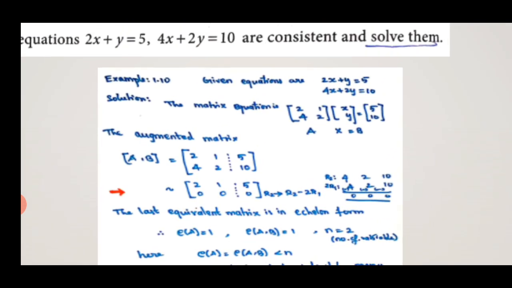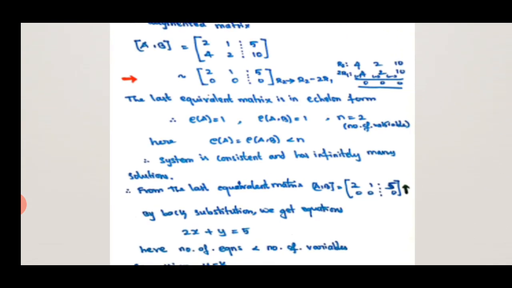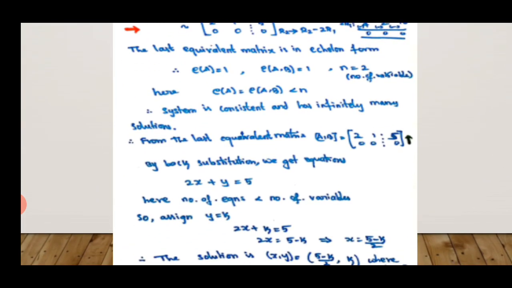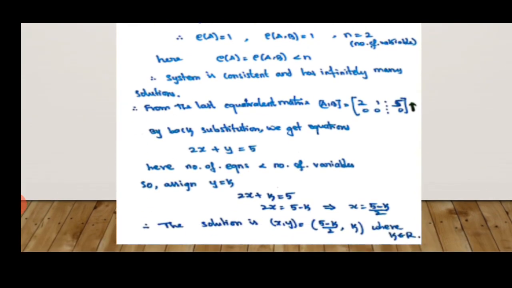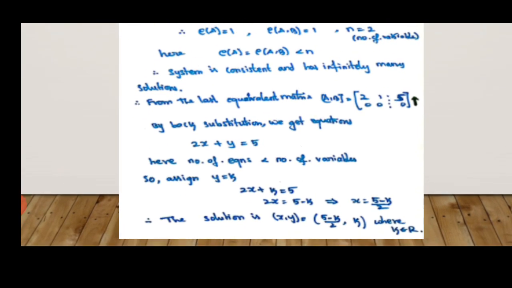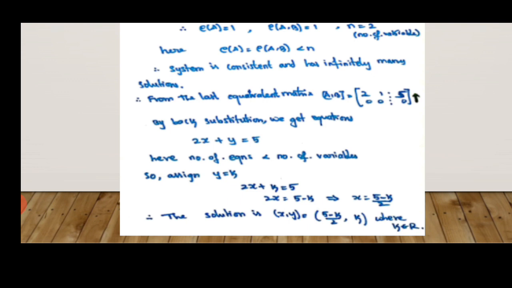And n is nothing but the number of variables. So how many variables are they using? They are using x and y. So 2 variables. So n is equal to 2. So rank of A and rank of A comma B, they are both 1. So they are both equal, but that 1 is less than 2. So that's why here we write rank of A is equal to rank of A comma B, but less than n. So therefore you can say the system is consistent and has infinitely many solutions.